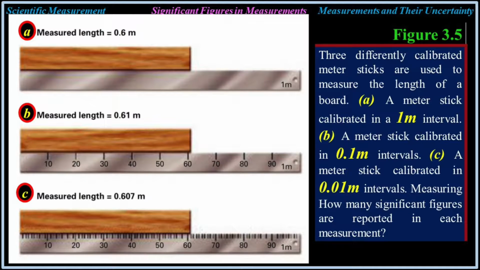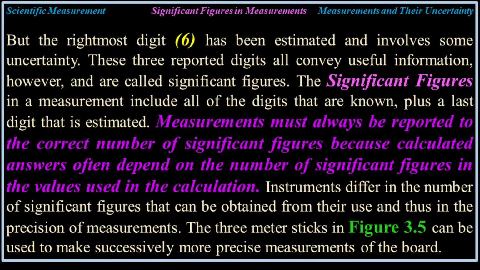Three differently calibrated meter sticks are used to measure the length of a board. A, a meter stick calibrated in a 1 meter interval. B, a meter stick calibrated in a 0.1 meter interval. And C, a meter stick calibrated in 0.01 meter intervals. Measuring, how many significant figures are reported in each measurement? And you can see that the measurements are done for you and the number of significant figures are clearly listed. 0.6 has 1, 0.61 has 2, etc.